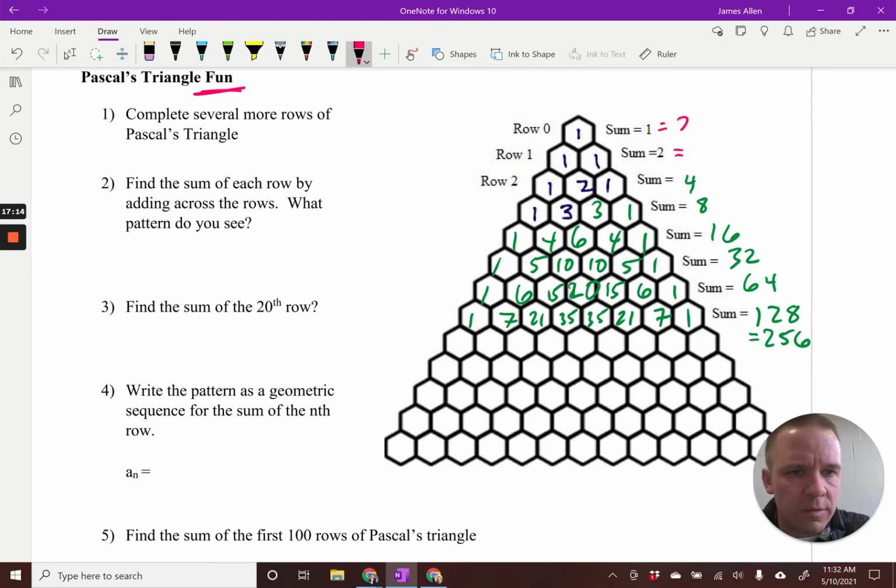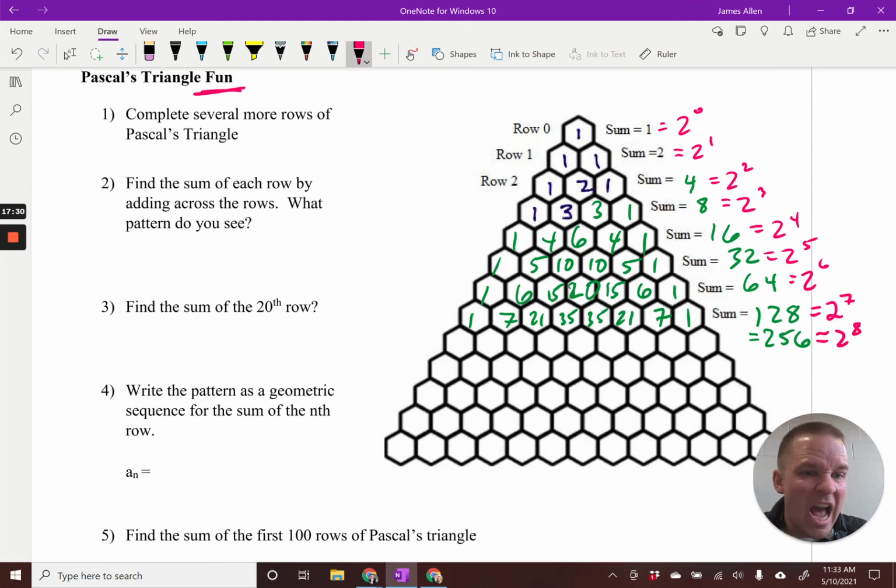This would be 2 to the 0, 2 to the first, 2 squared, 2 to the third, 2 to the fourth, 2 to the fifth, 2 to the sixth, 2 to the seventh, 2 to the eighth. Okay, so we got something going here. So the pattern we see is if we start with 1 for our first, then it's multiplied by 2 to the n, right?